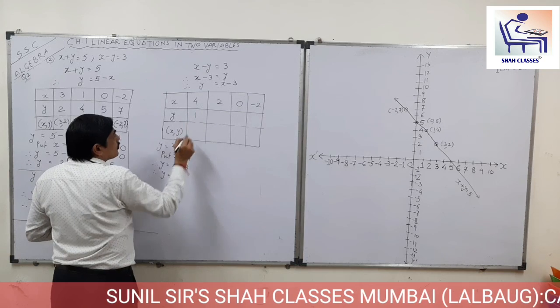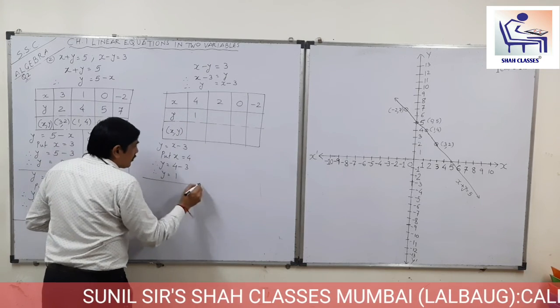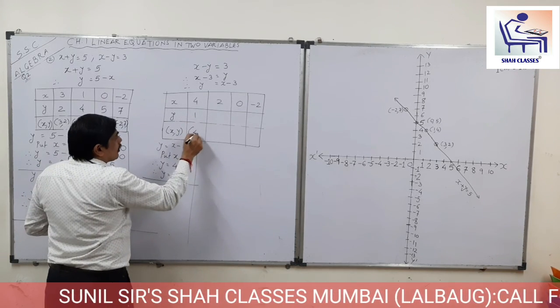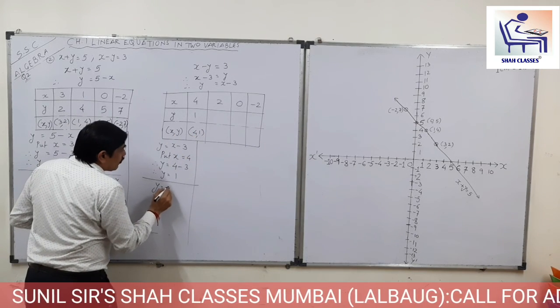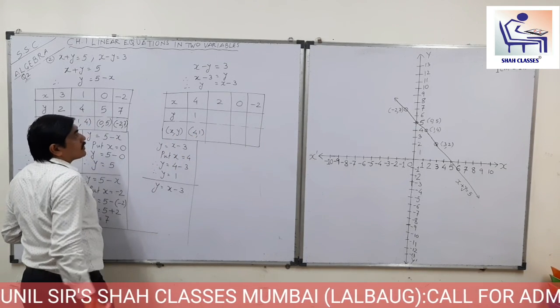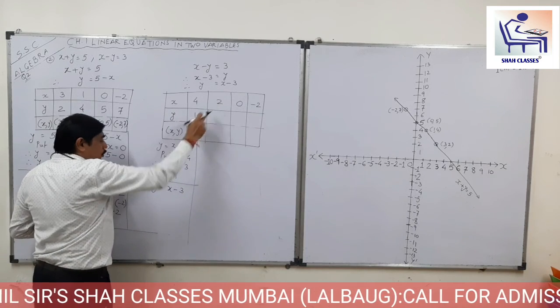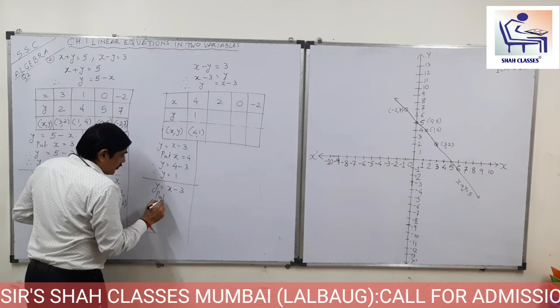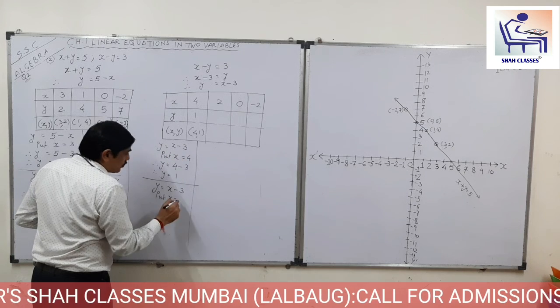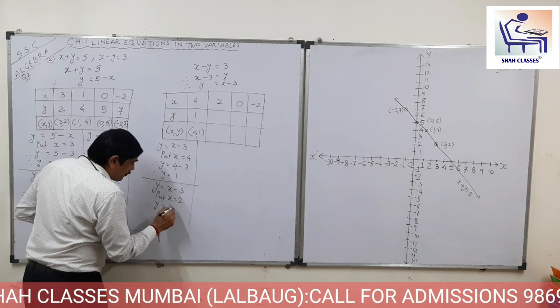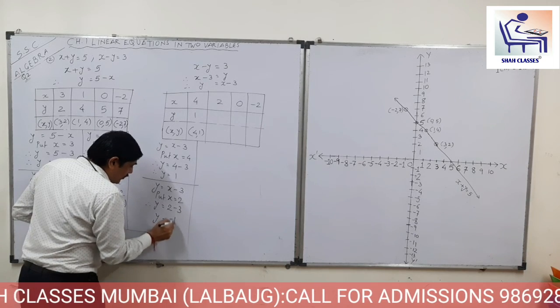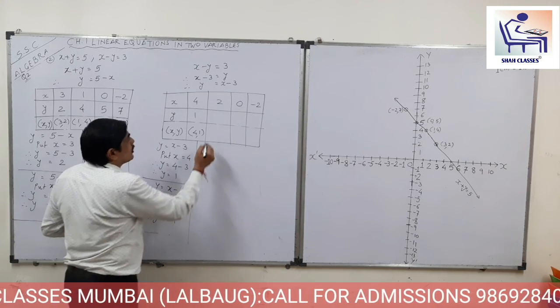So you got the value 1. Now the second, y is equal to x minus 3. Now we have to put the value of x as 2. So put x is equal to 2. y is equal to 2 minus 3. y is equal to minus 1.